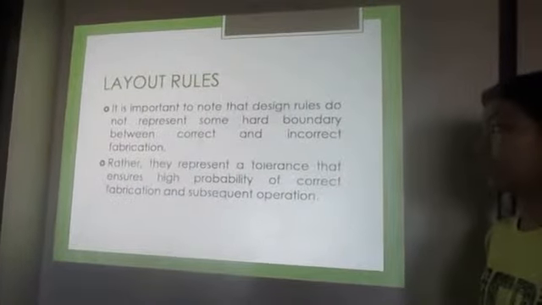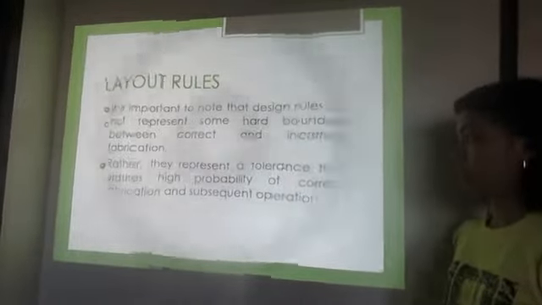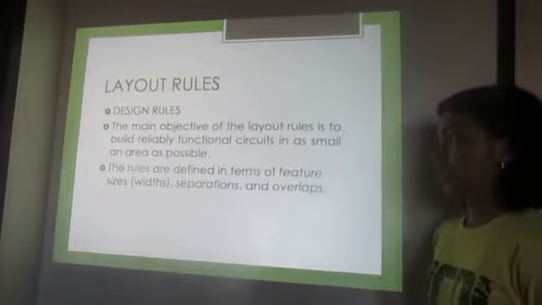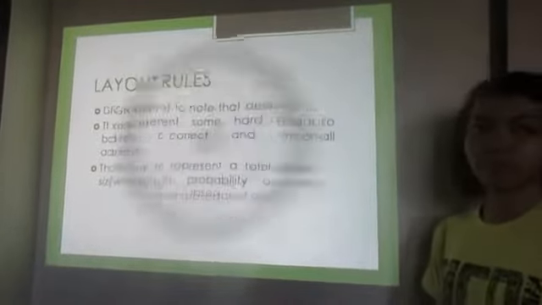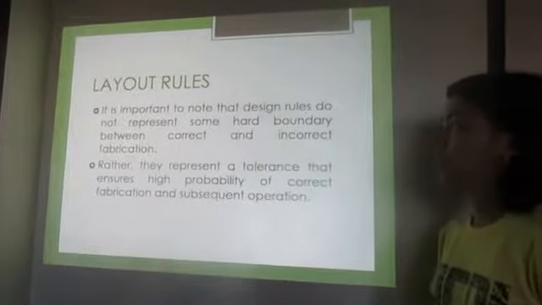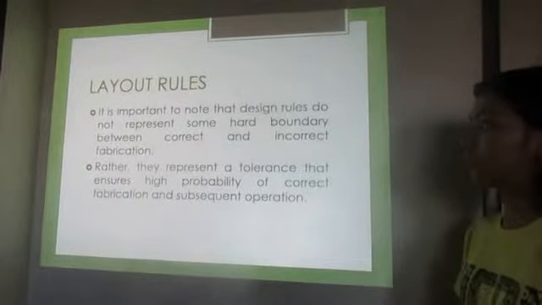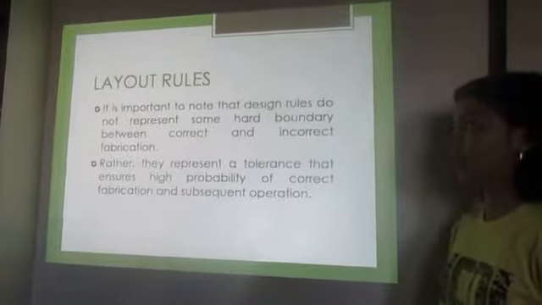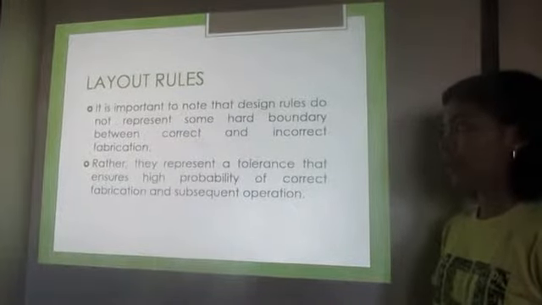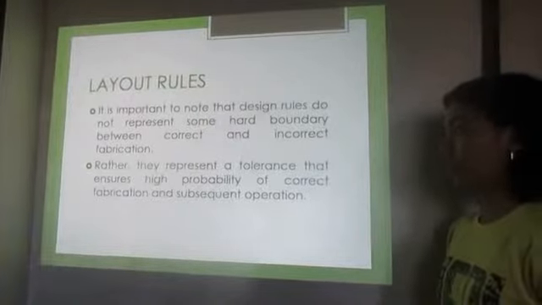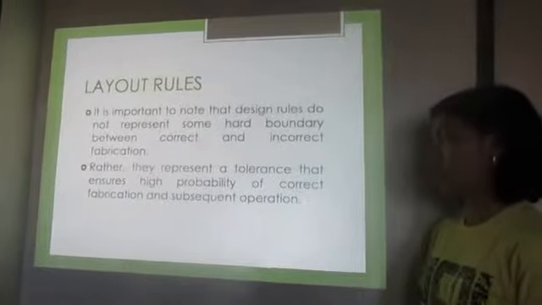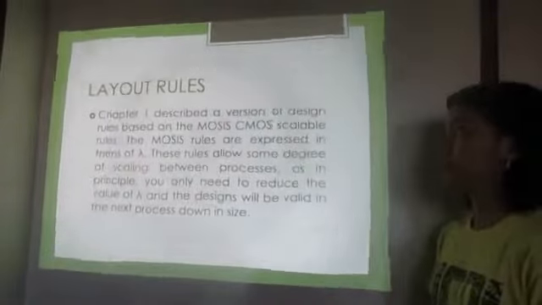The rules are defined in terms of feature size or widths, separations, and overlaps. It is important to note that design rules do not represent some hard boundary between correct and incorrect fabrication. They represent a tolerance that ensures a high probability of correct fabrication and subsequent operation.